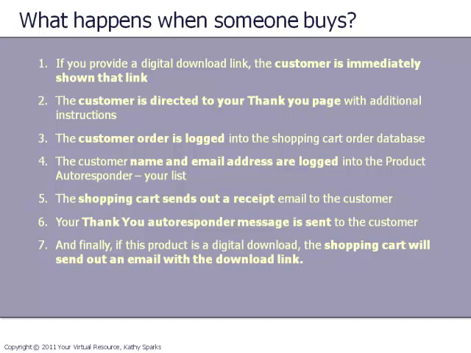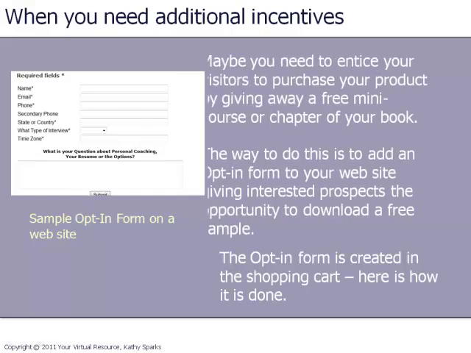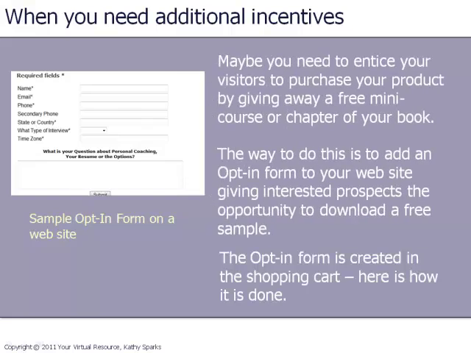When you need additional incentives for people to buy, what do you do? Well, maybe you need to entice your visitors to purchase your product by giving away a free mini course or a free chapter of your book. The way to do this is to add an opt-in form to your website, giving interested prospects the opportunity to download a free sample. This is what an opt-in form would look like on your website. The opt-in form is created in the shopping cart. Here's how it is done.